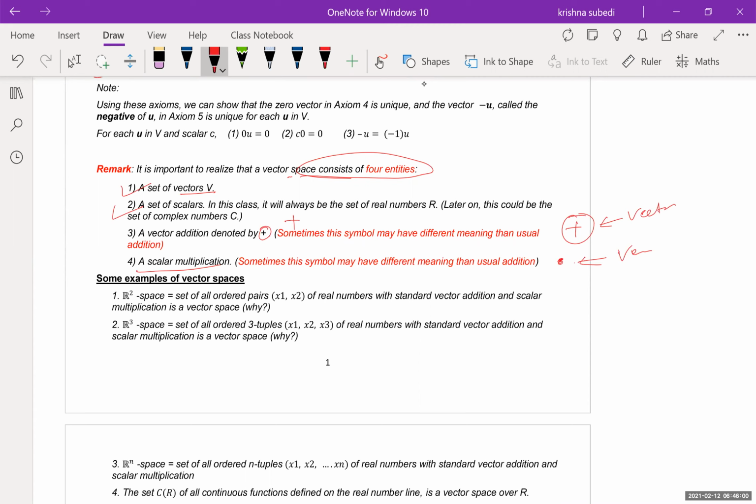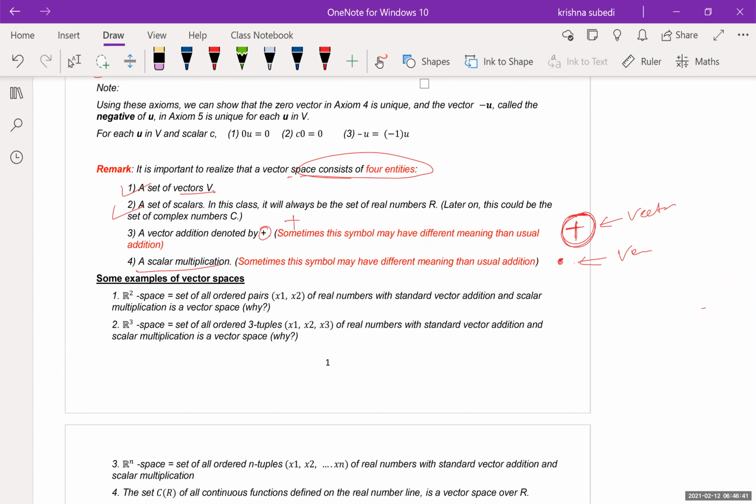But sometimes the addition may have a different meaning than usual. Please remember, sometimes this plus sign may have a different meaning. Sometimes 2 plus 3 may be 8, and sometimes 2 plus 3 may be 5. It depends on how we define this symbol, addition. What I'm saying is it may have a different meaning in some situations. You need to be careful.